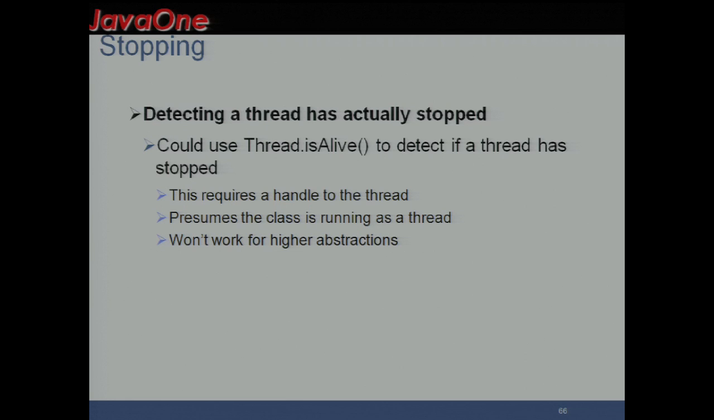So how do you know when they've actually stopped? Well, you could use thread.isAlive. But to do that, you have to have a handle to the thread, and it presumes that the class is running as a thread. What if it isn't running as a thread? Maybe sometimes you run as a thread, sometimes you don't. So this doesn't really work for higher abstractions. So what can you do?